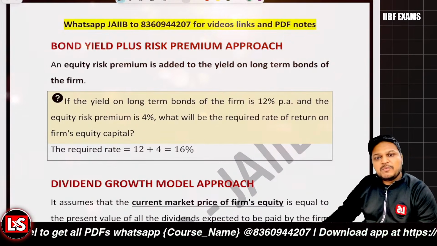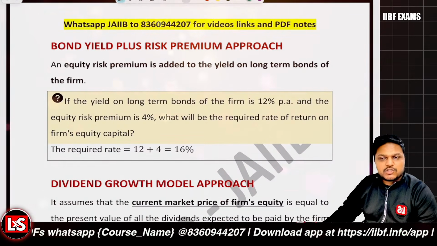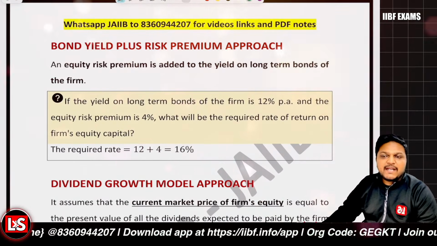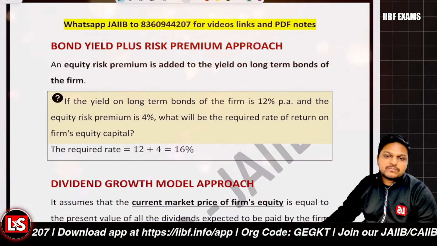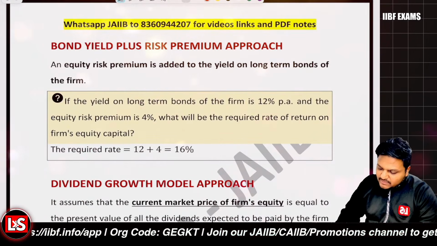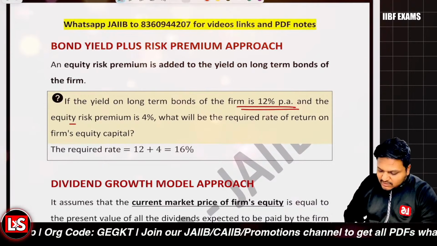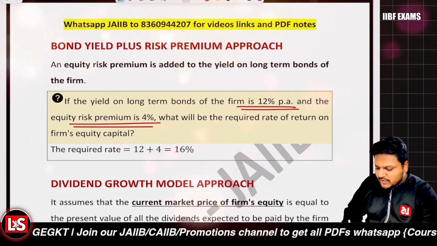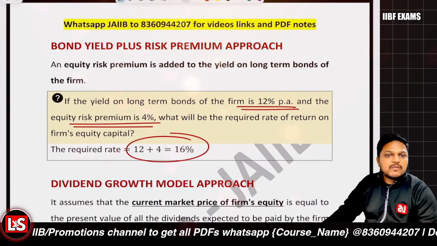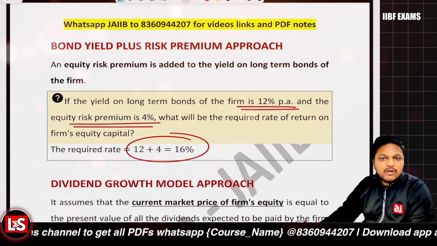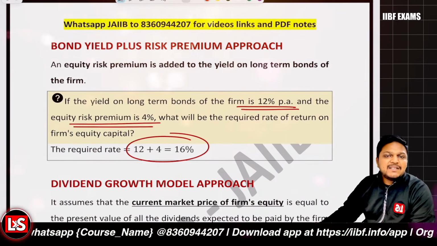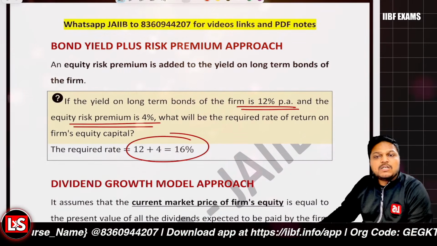So the equity risk premium is just added to the yield. Whatever the equity risk is, the equity risk premium is added to the yield on the long-term bonds of the firm. So let's say the long-term yield on the firm's bond is 12% and the equity risk premium is 4%. We'll just be adding them. That's it. This is a simple formula: bond yield plus the risk premium. So it basically adds an equity risk premium to the company's long-term debt cost.